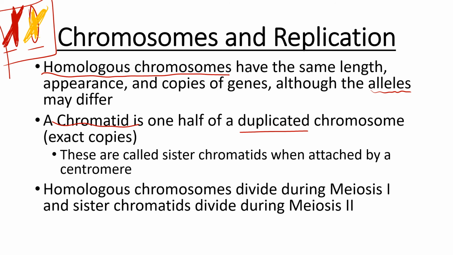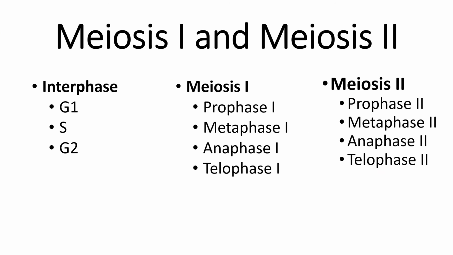And we'll go over this vocabulary more. We'll practice this vocabulary. And there is an Amoeba Sisters video that will be uploaded to Canvas as well that breaks this down a little bit more. So homologous chromosomes divide during meiosis 1. Sister chromatids divide during meiosis 2. So we're going to go over this whole process now.